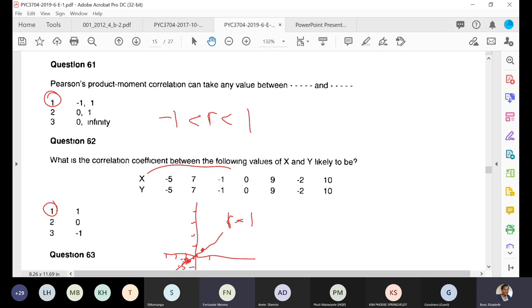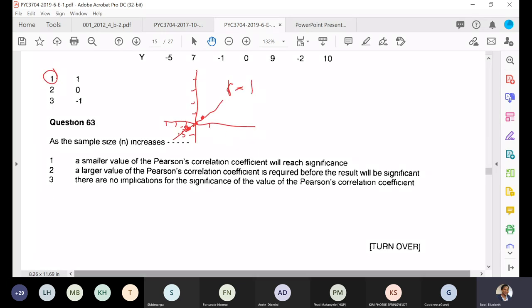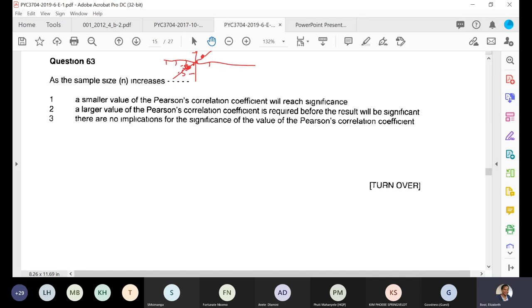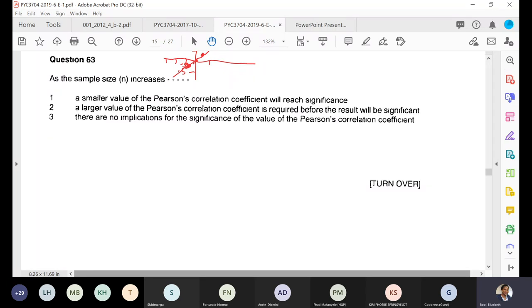If it was the opposite, if they took these values and made them opposite, it would have looked like an opposite direction, it would be negative. We did discuss something like this earlier.